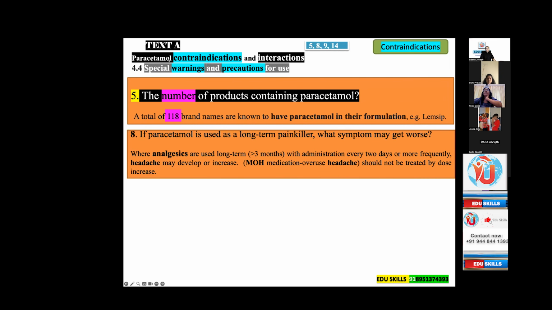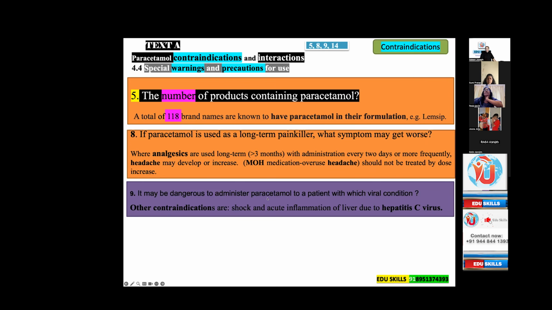See now here, paracetamol interactions, warnings and precautions. Those are the section heading and subheading. The number of products containing paracetamol. Number. You have the number. Then, if paracetamol is used as a long-time painkiller, what symptom may get worse? You have here analgesics. Paracetamol is included in that, right? So, inclusive words you should be able to understand.